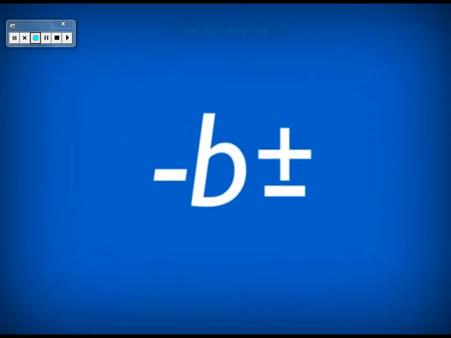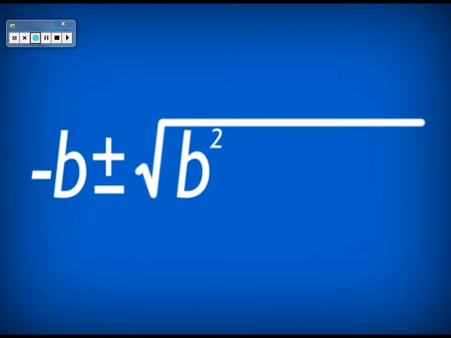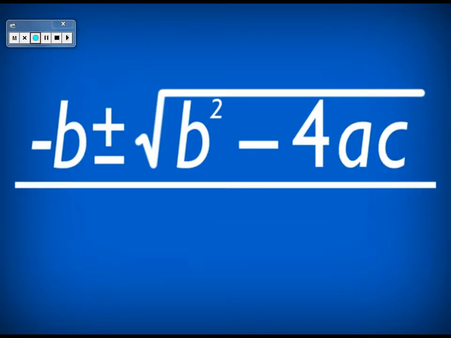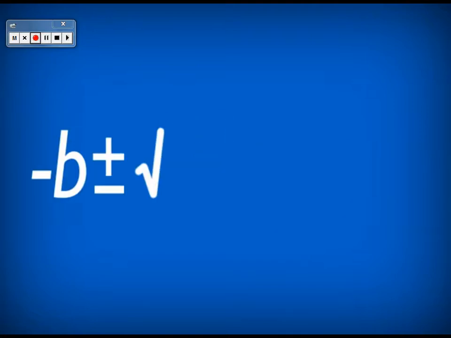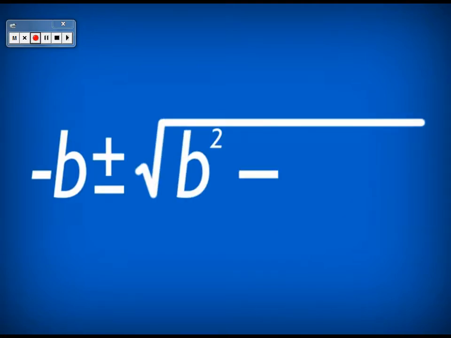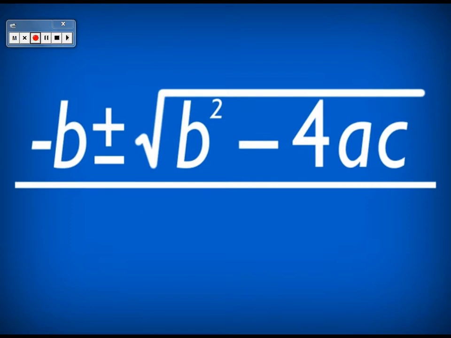My formula is negative B plus or minus the square root of B squared minus 4AC all over 2A. Pop goes the weasel. Quadratic formula is negative B plus or minus the square root of B squared minus 4AC all over 2A. You have to memorize it.